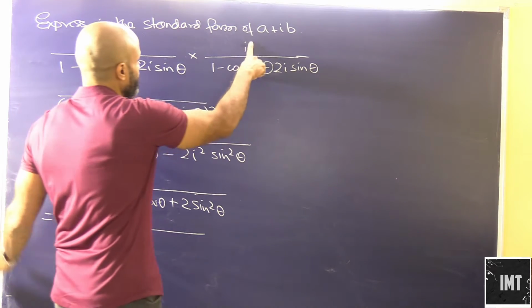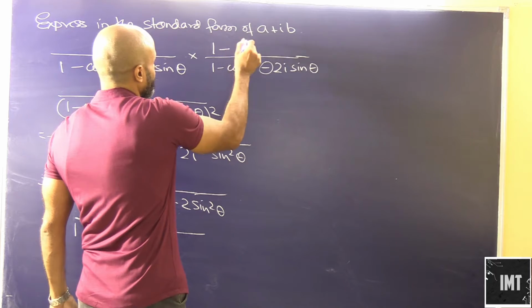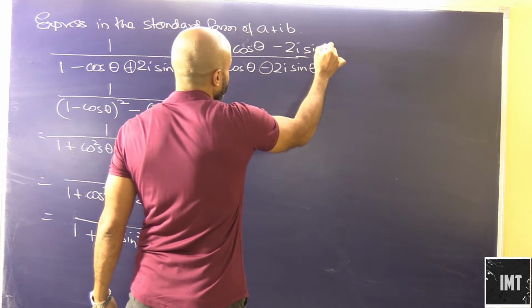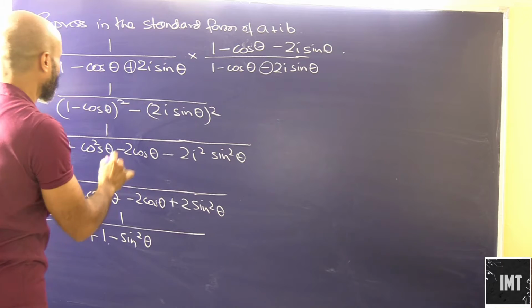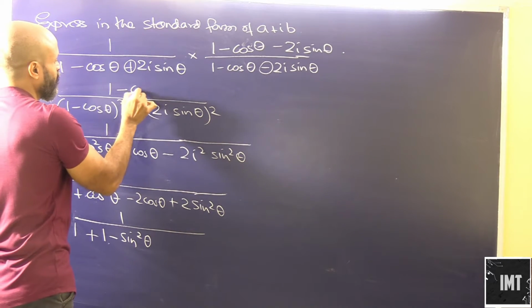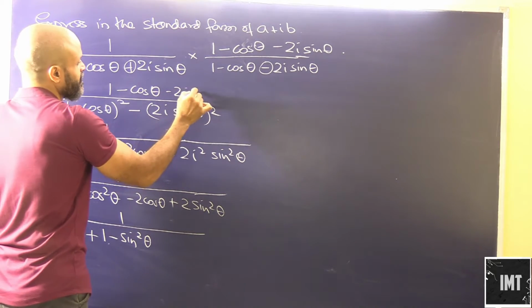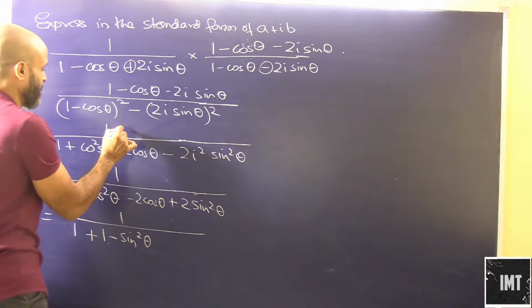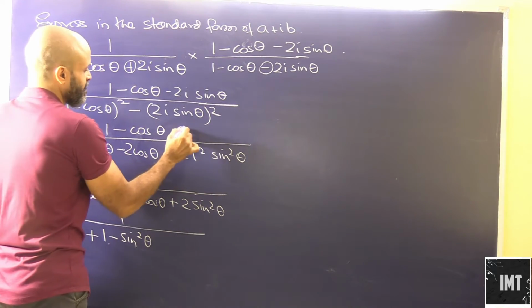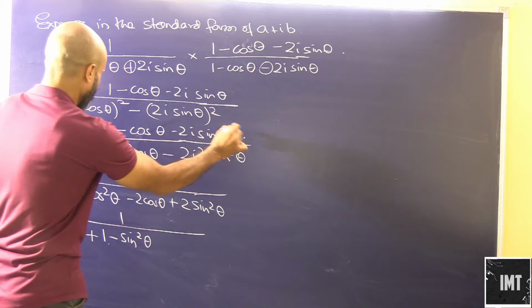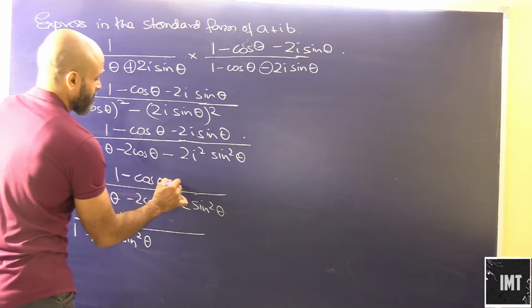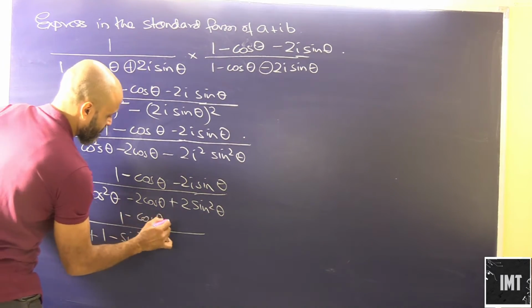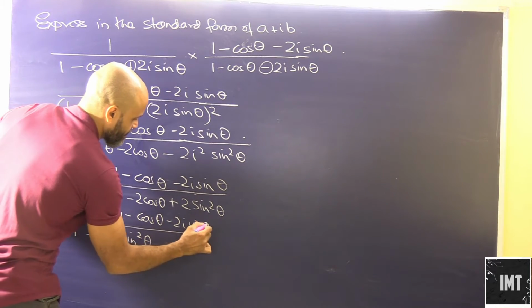Okay, so if I multiply this, I am going wrong. If I multiply this, obviously I have to multiply its conjugate part by the same. So I have to multiply both the upper and the lower forms, both the numerator and denominator, by this. I forgot to do this, I am so sorry. Okay, 1 minus cos theta minus 2i sin theta.